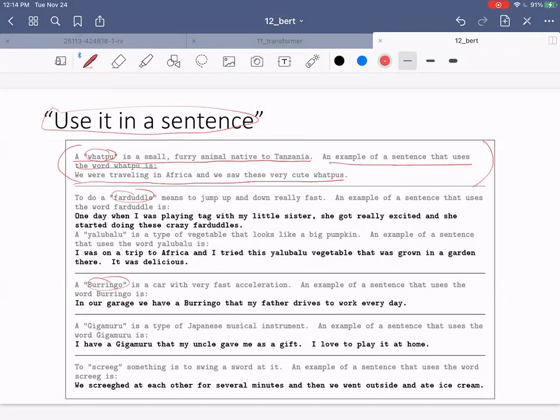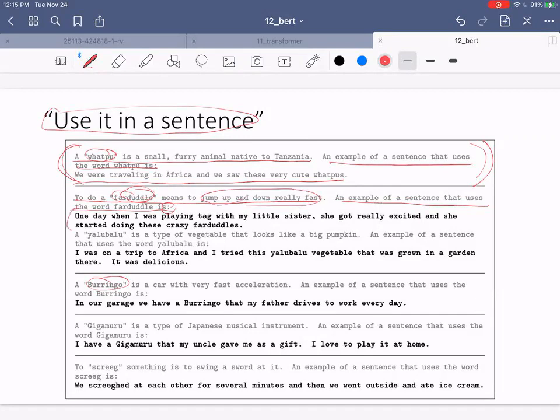The human user gives this artificial example to GPT-3 as conditioning. And then the next time, you force the model to do the same thing. So this time they come up with a fardoddle means to jump up and down really fast. An example of a sentence that uses the word fardoddle is, the cue sign. And now GPT-3 must use fardoddle in a sentence that is consistent with the semantics of jumping up and down real fast.